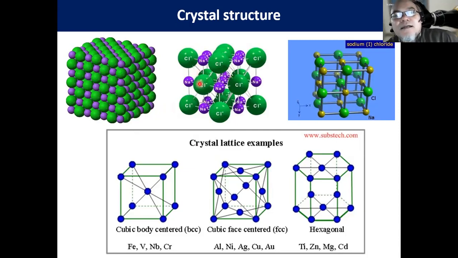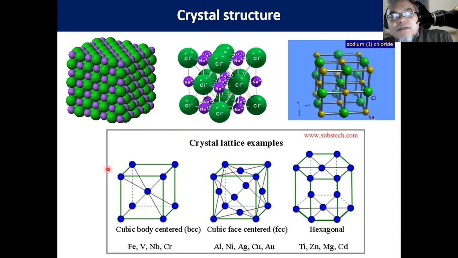A crystal structure like this is called the sodium chloride structure. Sodium chloride is basically the salt that we eat every day and put into our food. This is made from sodium chloride, and that is why we see structures like that. It has this crystalline structure, and usually they are in cubic periodicity.